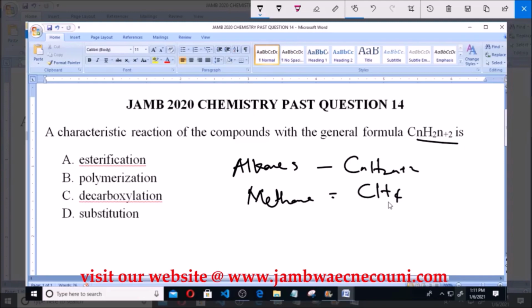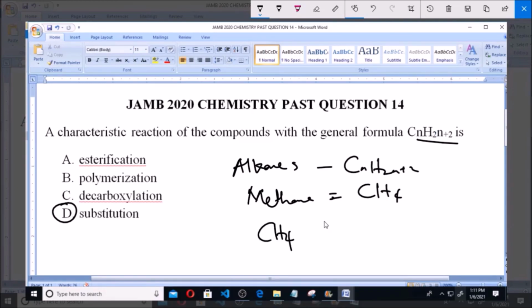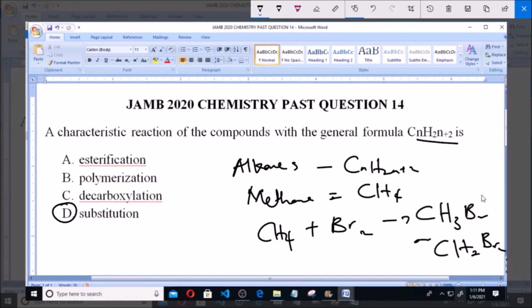Now, alkanes are generally saturated. They are completely saturated and so cannot undergo addition reaction. The only reaction that they can undergo is what we call the substitution reaction. That is, replacing of the hydrogen atom by either a metal or a halogen. For instance, methane CH4 can react with bromine to give us CH3Br or CH2Br2. Now this is a substitution reaction. It is replacing the hydrogen atoms, so making option D the correct answer.